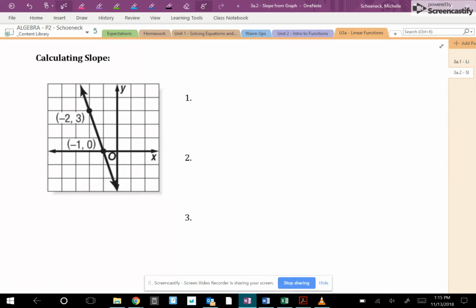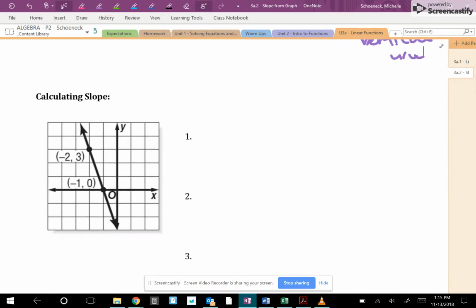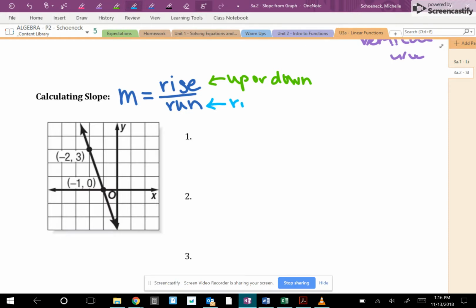So how do we calculate slope? Well, first off, we're going to call slope m. Slope is going to be the rise over the run. Our rise is always going to be up or down, and our run is always going to be to the right. The very first thing we're going to do is pick 2 points and make a little triangle.